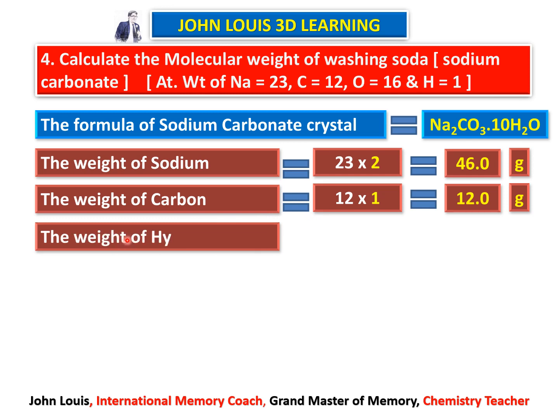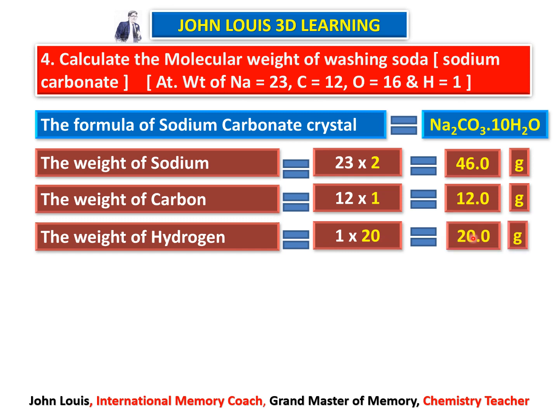So the next element is the weight of hydrogen. How many hydrogens are there? In Na2CO3 no hydrogen, but in 10H2O, 10 into 2, 20 hydrogens are there. But atomic weight of hydrogen is 1. Therefore that is equal to 1 into 20 is equal to 20 grams.